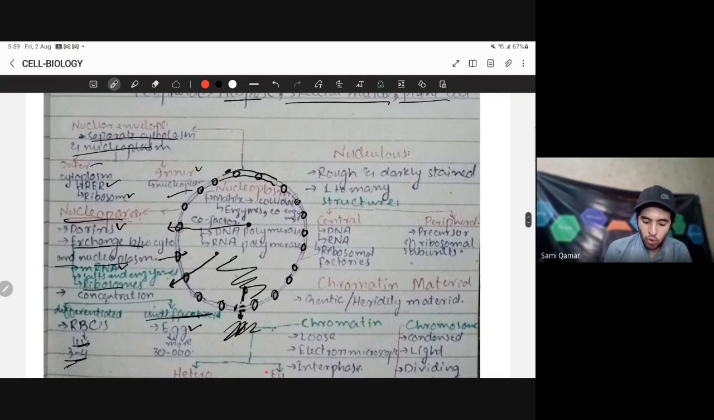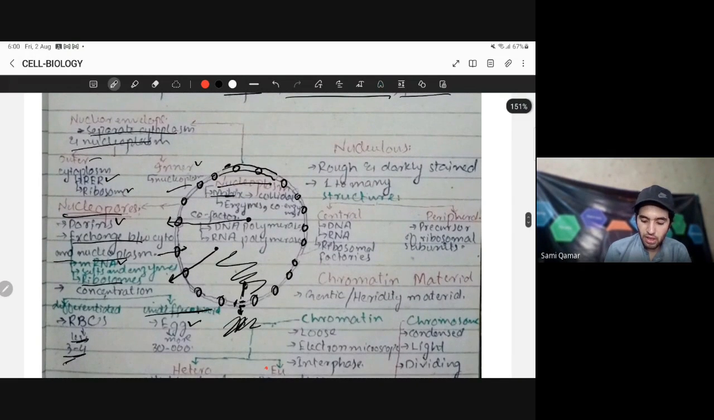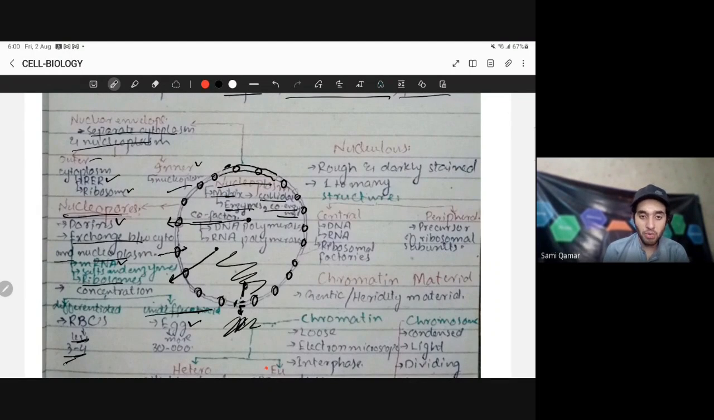Now let's talk about nucleoplasm. It is just a matrix that contains colloidal material, large salts, and a sol region will also be there. Enzymes, coenzymes and cofactors are also present. Now I don't want to explain what enzymes, coenzymes and cofactors are. We will study these in detail in cytoplasm.